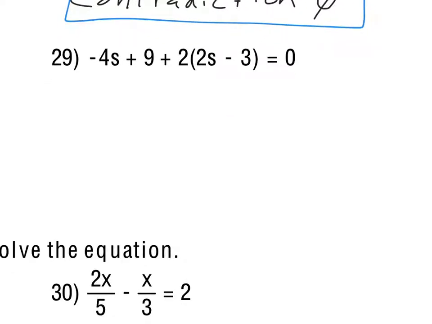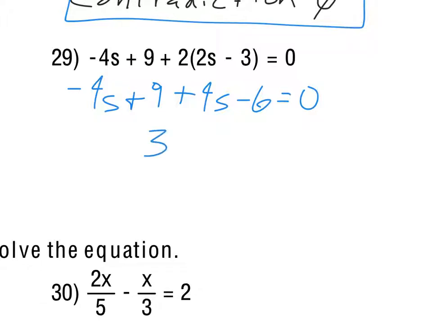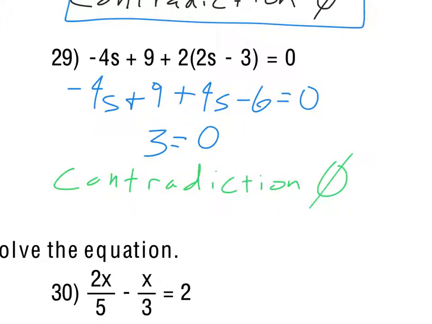Moving on to 29, we would distribute the 2. So we would keep the negative 4s plus 9 plus 4s minus 6, and that would equal 0. The 4s would cancel out, and 9 minus 6 would be 3. Of course, 3 does not equal 0, so this is another contradiction. And again, we need to say that there is no solution, so we use the symbol for the empty set.